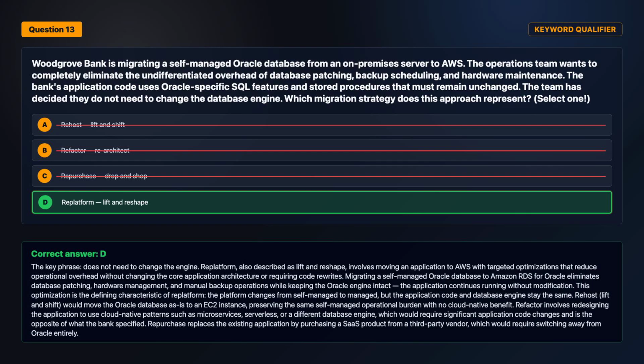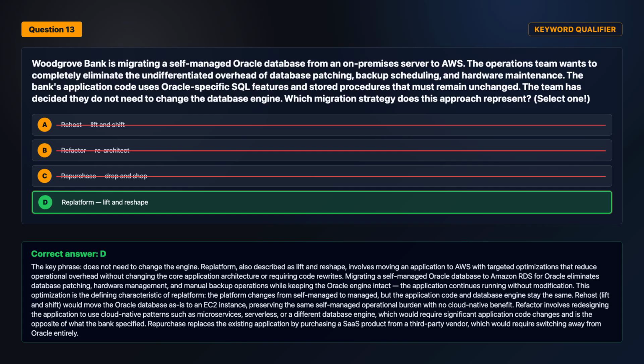The correct answer is option D. The key phrase: does not need to change the engine. Re-platform, also described as lift and reshape, involves moving an application to AWS with targeted optimizations that reduce operational overhead without changing the core application architecture or requiring code rewrites. Migrating a self-managed Oracle database to Amazon RDS for Oracle eliminates database patching, hardware management, and manual backup operations while keeping the Oracle engine intact. The application continues running without modification. This optimization is the defining characteristic of re-platform. The platform changes from self-managed to managed, but the application code and database engine stay the same.